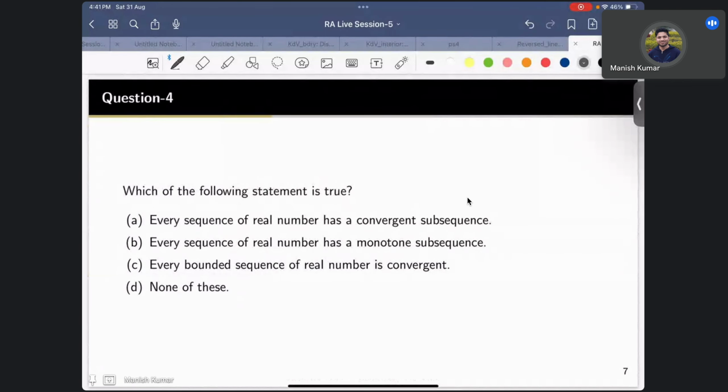So you have to choose the correct statement. Can you tell me which of the following is correct? I think this should be an easy one. What about the first line? A is correct. A is?